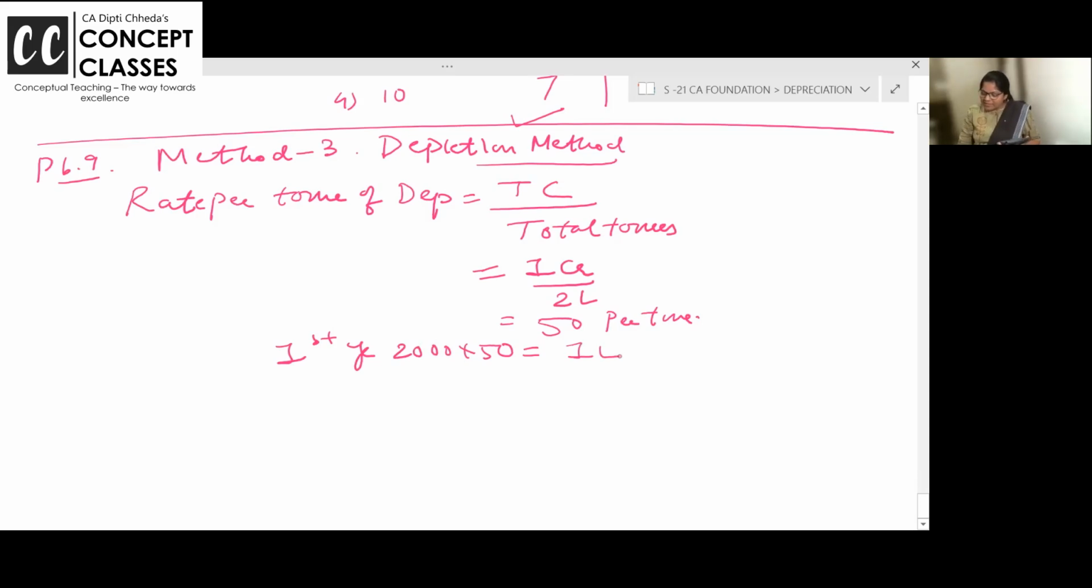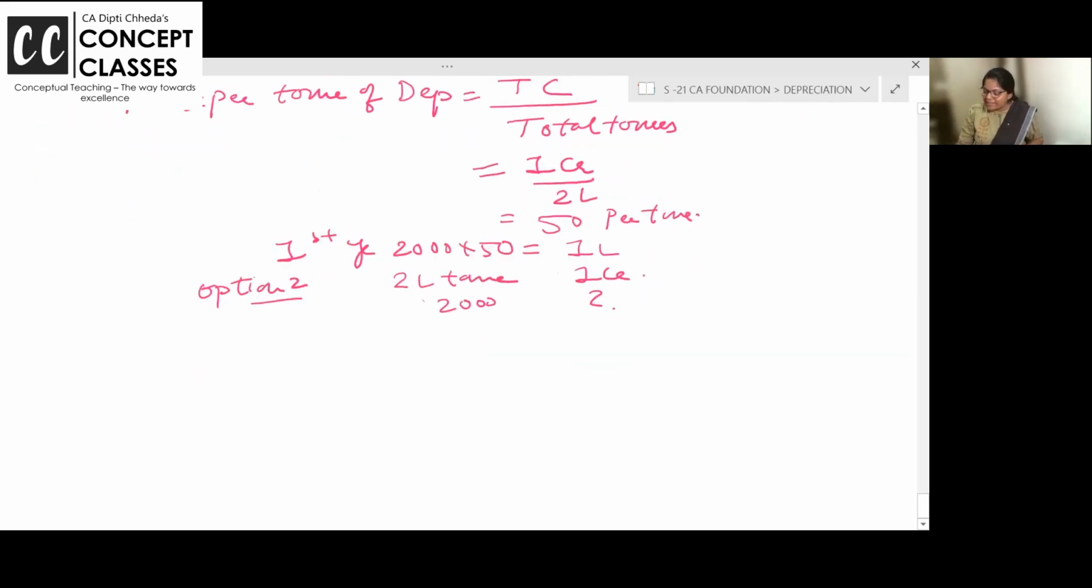And another way is: 2 lakh tons cost is 1 crore. So 2000 tons, how much? Then also you can get it. When I write in the notebook, dear students, you all also write it. 2 lakh tons, 1 crore. 1 crore cost you have to absorb over 2 lakh tons. So 2000 tons, how much? You can take it here also. Okay? So now can we prepare the ledger for the 3 years?